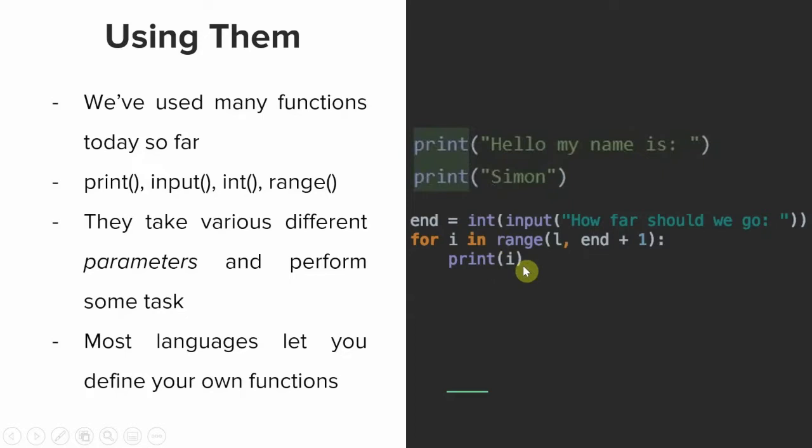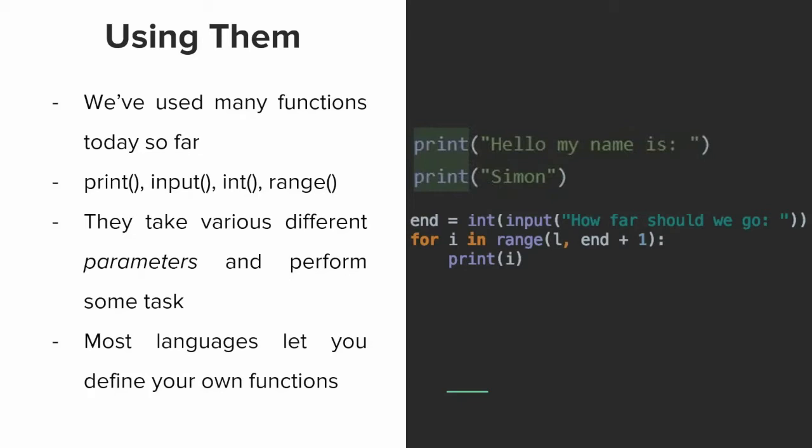Now, I'm not sure if you've noticed or not, but a lot of these functions, in fact all of them, have a bracket next to them and something in these brackets as well. So these functions have a name and they have a parameter that they take in order to perform some task. So a parameter is just a value that you pass into a function to tell it what to do with it.